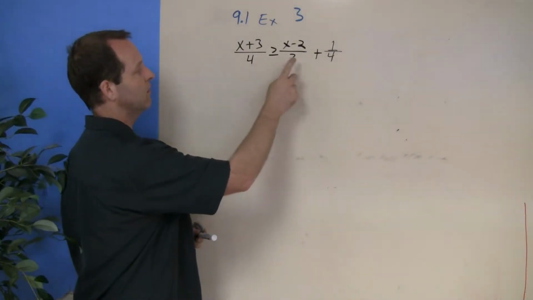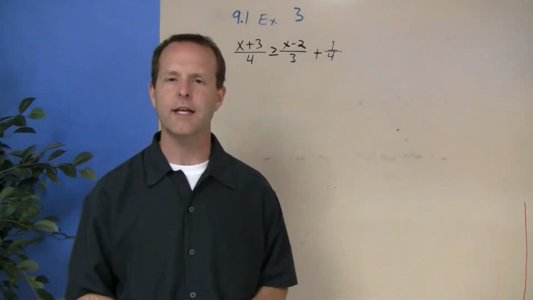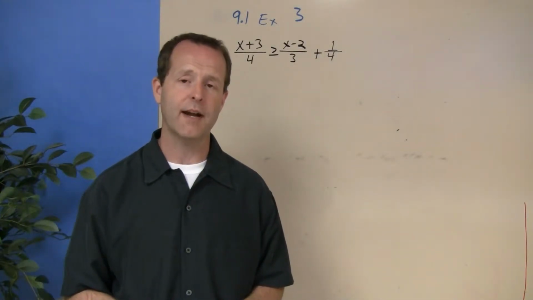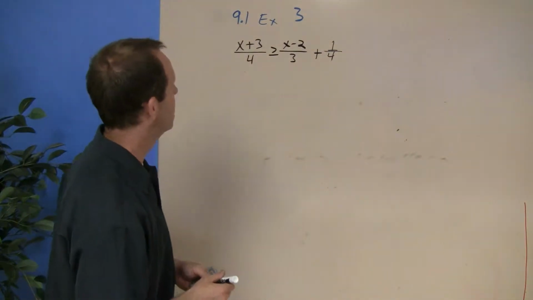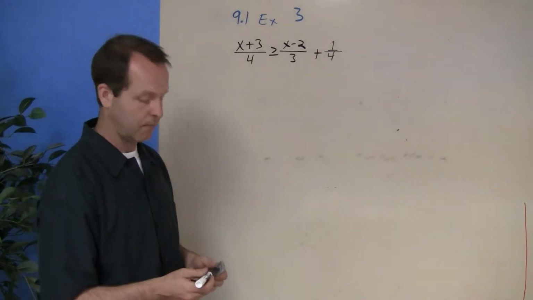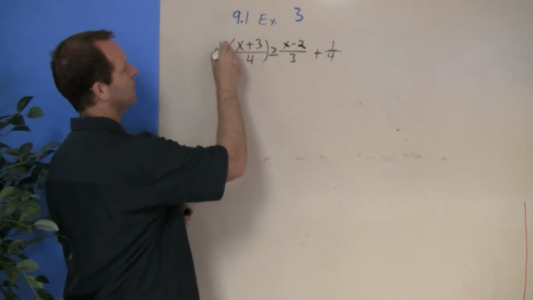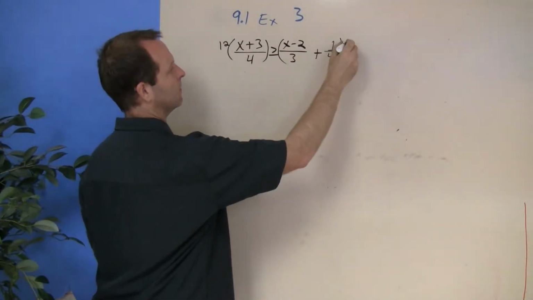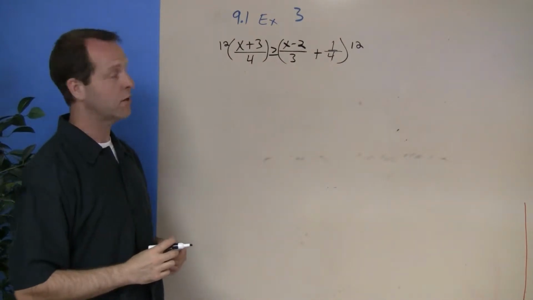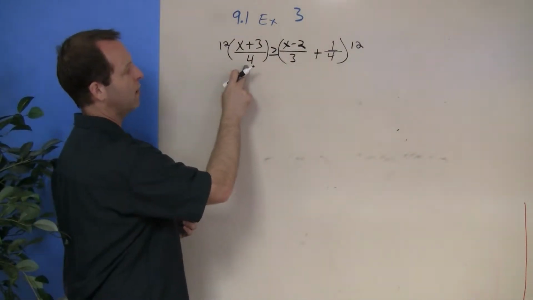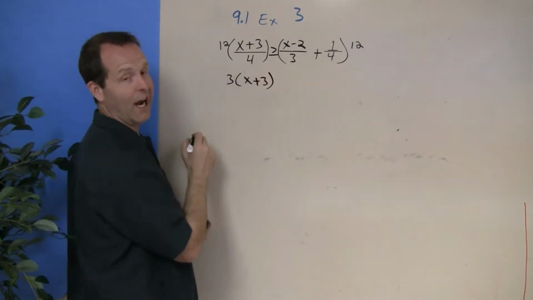I have a 4, a 3, and a 4. So what's the lowest number that I can think of where 4 and 3 are factors of it? 12. 12 is the number I can think of. So I'm going to multiply both sides by the number 12. If I multiply 12 times that first term, 12 divided by 4 is a 3, so I'm just left with a 3 over an x plus a 3. Fraction gone.